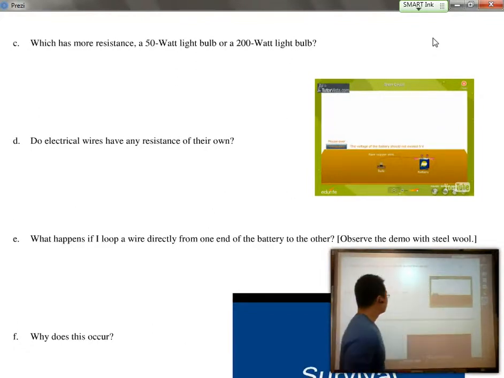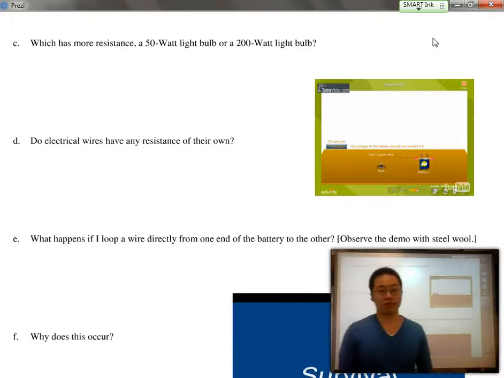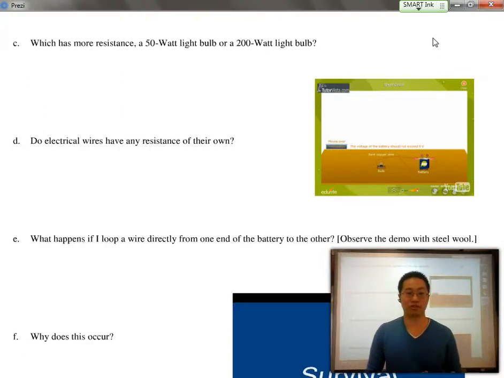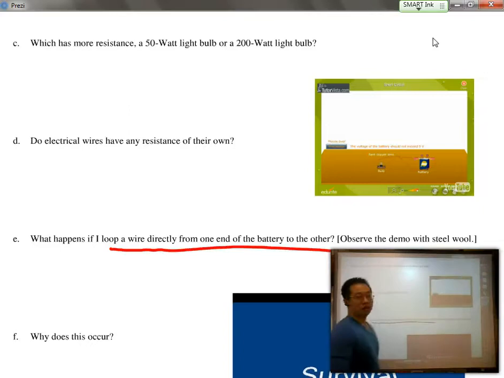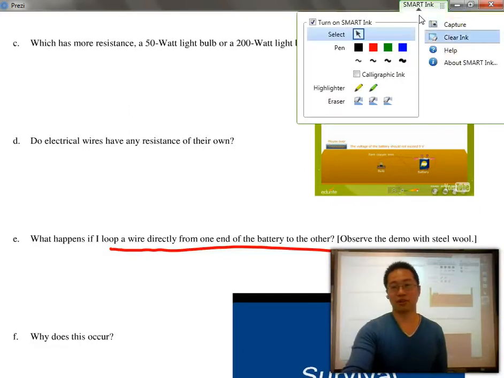And the second question is, do electrical wires have any resistance of their own? And the answer is very, very, very little. In fact, it's so little that if you were to loop a wire directly from one end of the battery to the other, well, let's take a look in this video to see what happens.